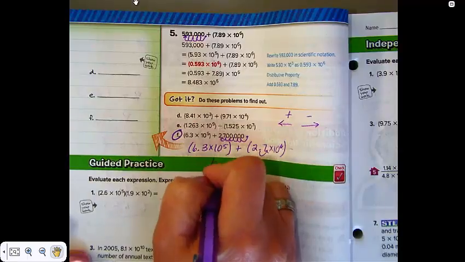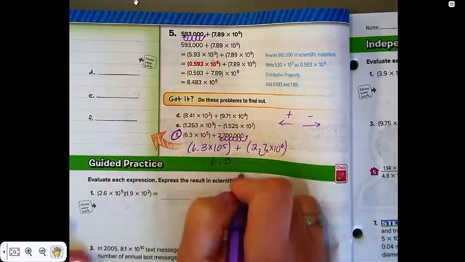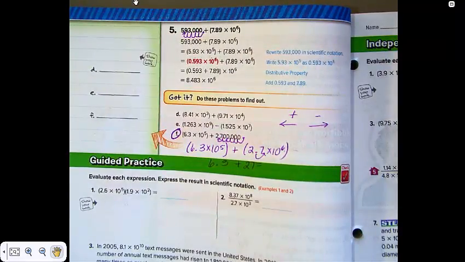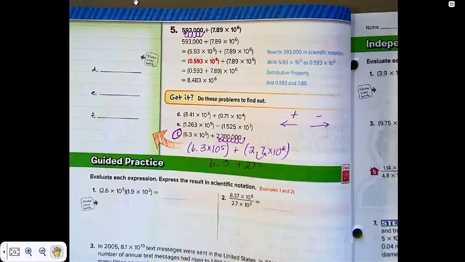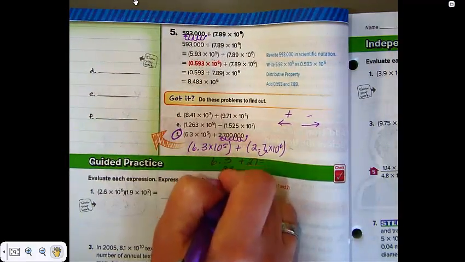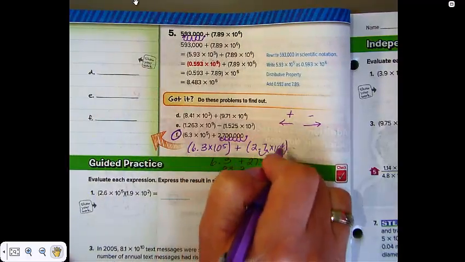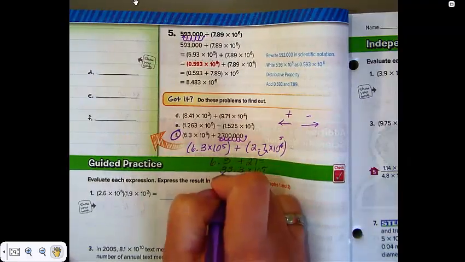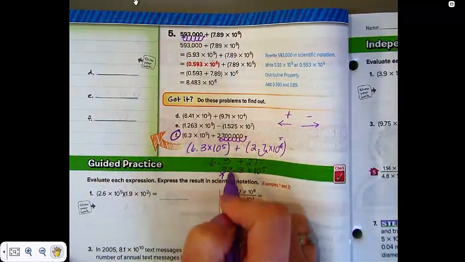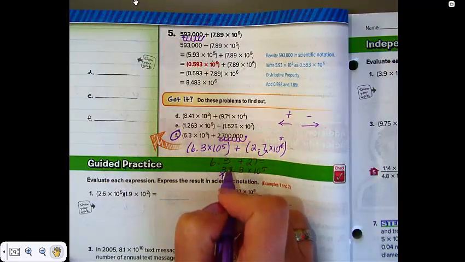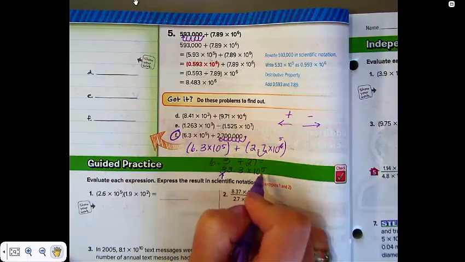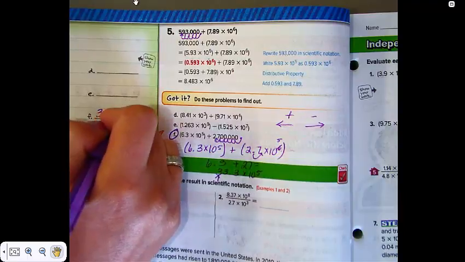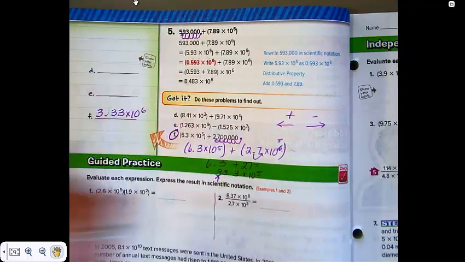So I have a 6.3 plus 27. And when you do that on the calculator, 6.3 plus 27 is a 33.3. This is now a 10 to the 5th. So it's times 10 to the 5th. But if you remember, I don't want a number in the tens place, so I have to move my decimal to the left 1. And remember, when you move it to the left, it adds a number to the exponent. So my final answer is a 3.33 times 10 to the 6th.